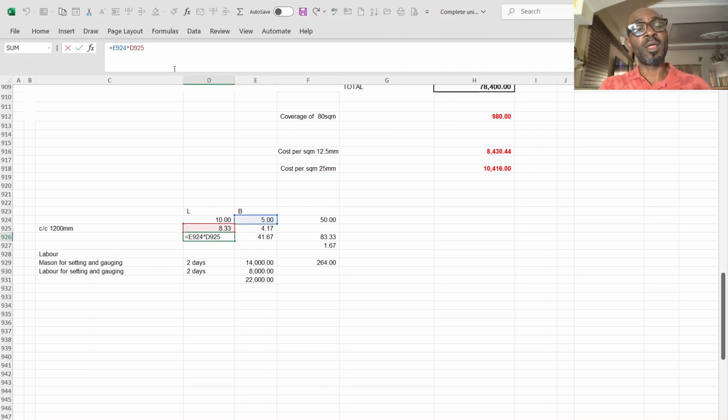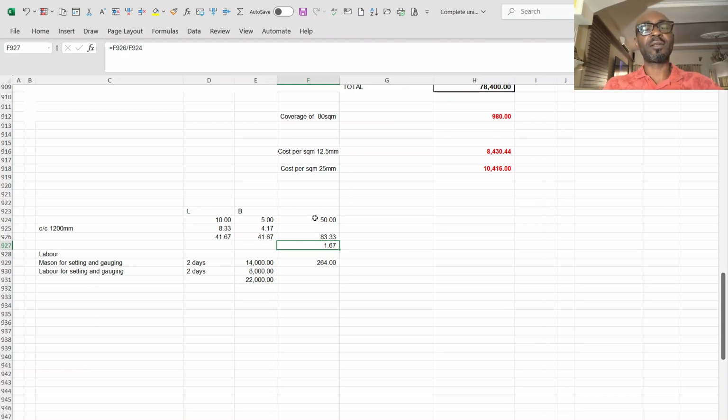Then I multiply the 5 by 8 to give me the total running meters of the ebonite that will be required for this hall. So I did the same thing by cross multiplying the 10 by 4, and I summed it up. I now have 83.33 running meter. Then I divided it by the 50 square meter.